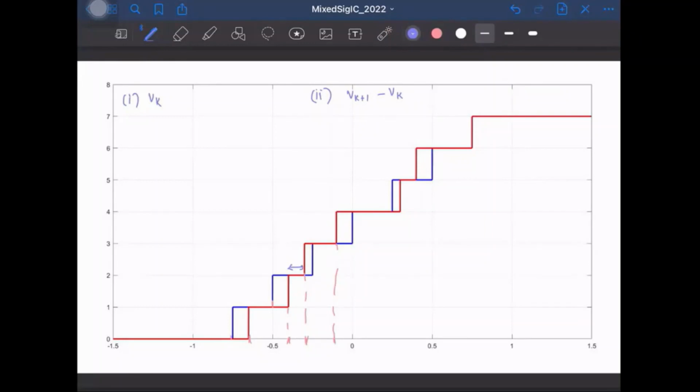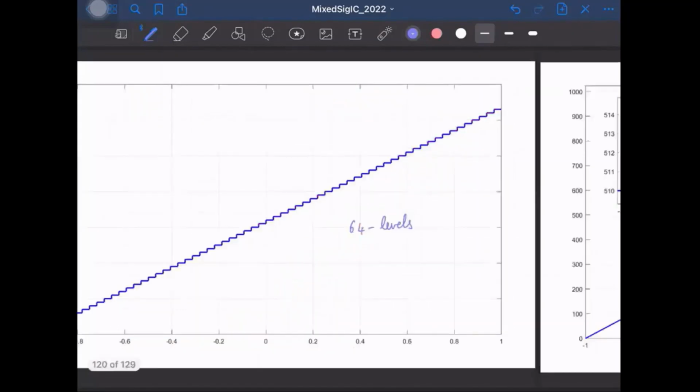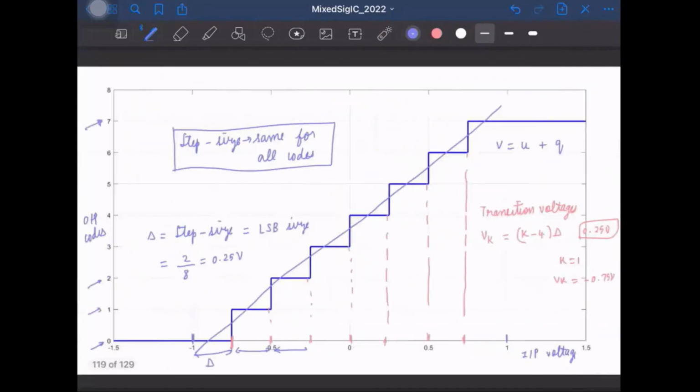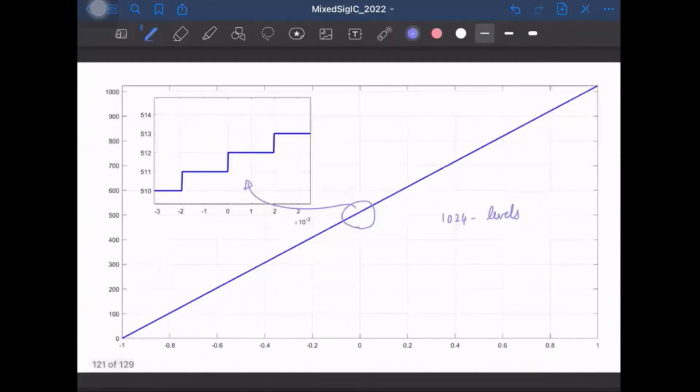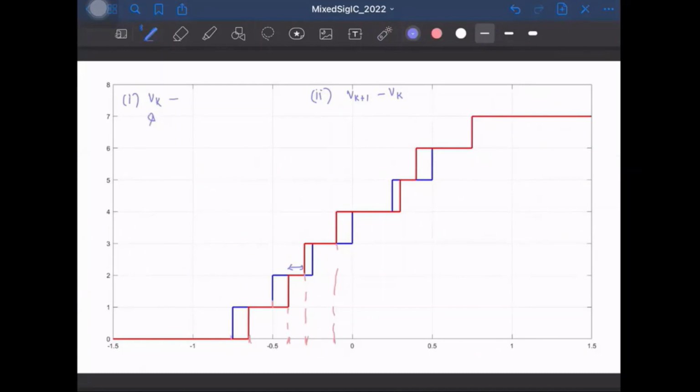Okay, but what we are interested in is to represent how much this quantizer characteristic has deviated from the linear characteristic. Okay, so how can we do that? Well, we'll say how much the transition voltage has deviated from the ideal transition voltages, right? And for the ideal case, please recall that the transition voltage was this, right? k minus 4 times delta. So what we will do is we'll say the deviation for each transition voltage is so much.